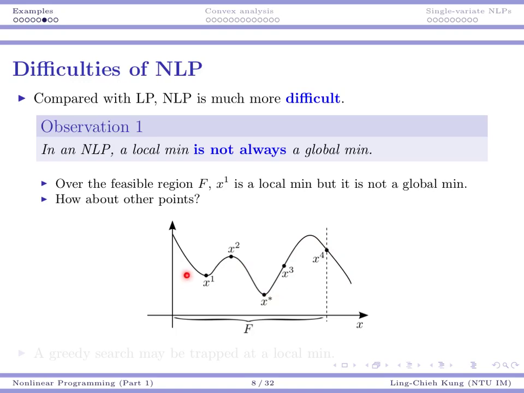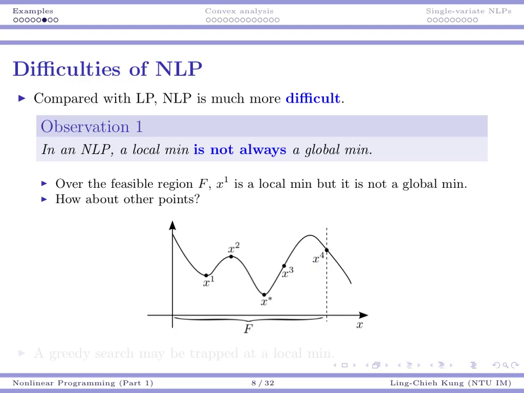In this case, we say x1 is a local minimum because in the neighborhood of x1, for those points close enough to x1, no one is better than x1, no one is smaller than x1. The similar thing happens to x4. Now, x4 is at the boundary of the feasible region, and all the feasible points near x4 are not as good as x4.